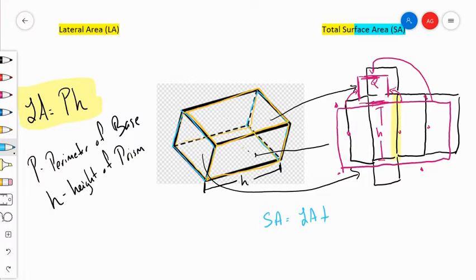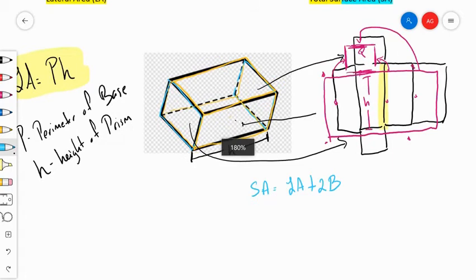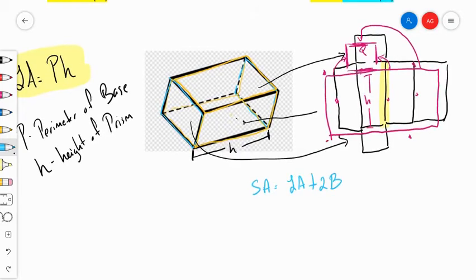And so because we know the bases are congruent and parallel, then really all I have to do is find the area of one of the bases and multiply by 2 because I have two bases. And so down here, LA, we already said it's perimeter times height. And B is going to represent the area. So I'll write it down. B is equal to area of the base. If you stick with me, we're going to do some problems in a bit.